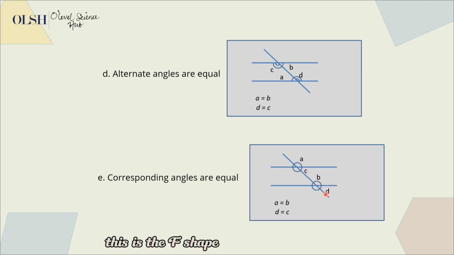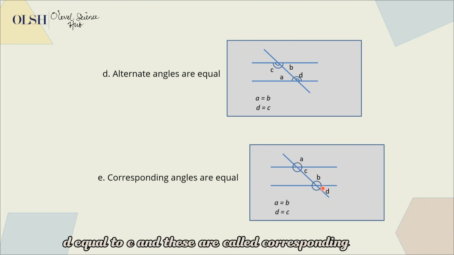This is the F shape I'm considering now. So A is equal to B. Then this interior angle C and the exterior angle D are both equal. Alright, so we have A equal to B, D equal to C, and these are called corresponding angles.